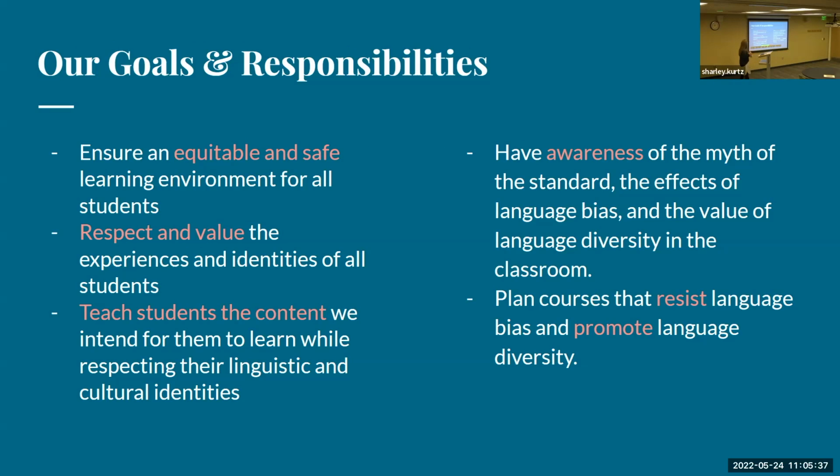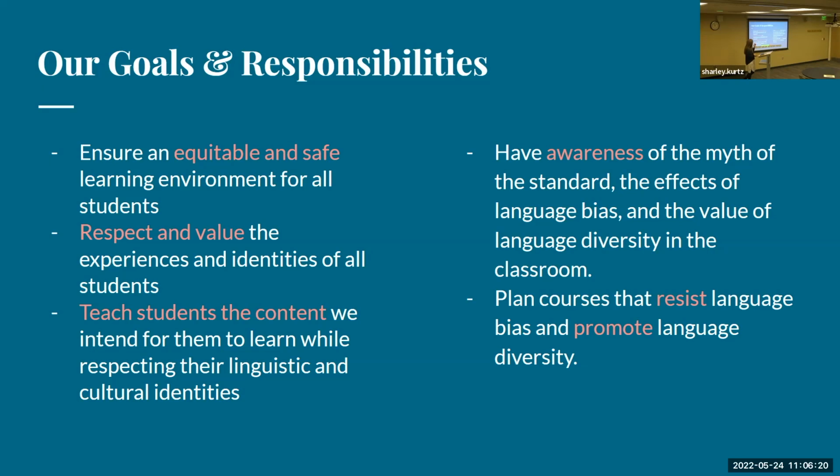So as educators, we have some goals and responsibilities that I imagine we can all agree on, which is, first of all, we all want to ensure an equitable and safe learning environment for our students, right? We want to respect and value the experiences of our students and also their identities, right? We want to teach students the content we intend for them to learn while also respecting their linguistic and cultural identities. So in other words, as we teach content, we also want to make sure that they feel included and a sense of belonging in our classrooms, so that they can understand that content well and not have some kind of cognitive or emotional or psychological block to being able to understand that content.